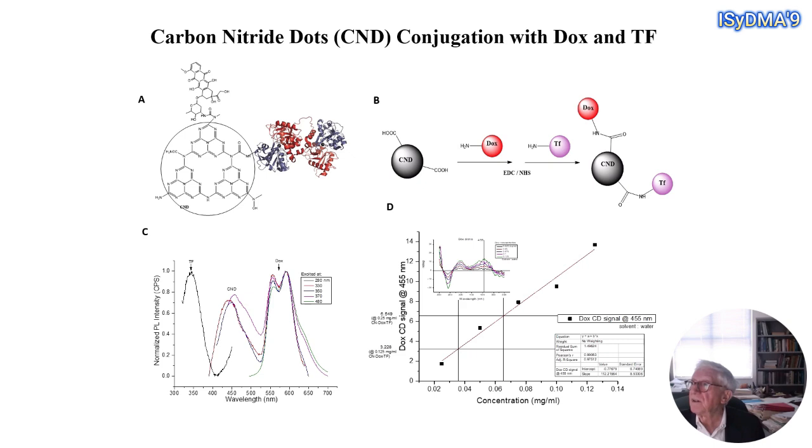This is what we call EDC and NHS. It is a way to have the amidation process. That means to have doxorubicin connected to the carbon dot. And second, what we do is the same thing to transferrin, which has a lot of NH2 group for the protein, interacting with the carboxylic group. So the system, the most important is this one.